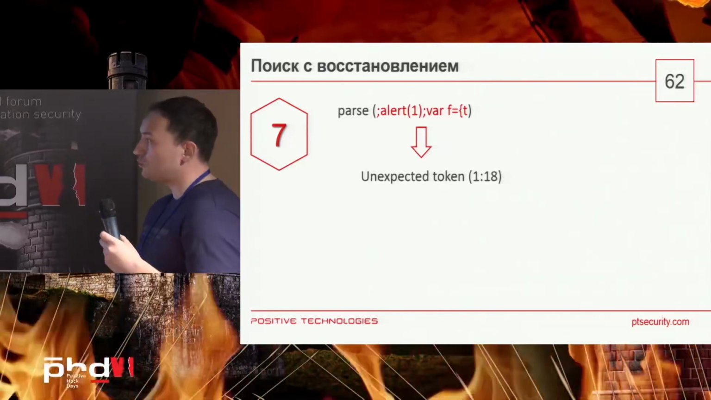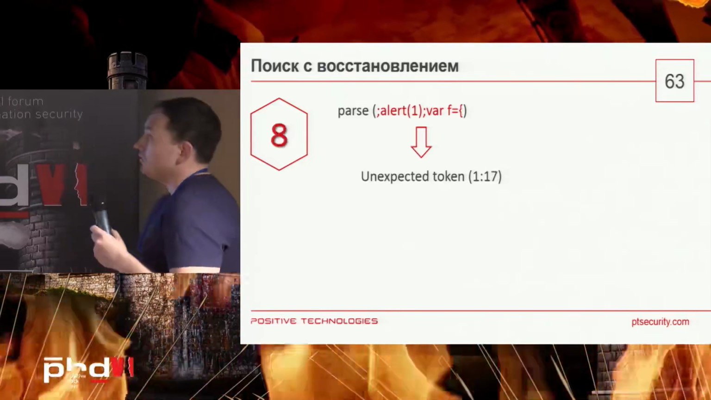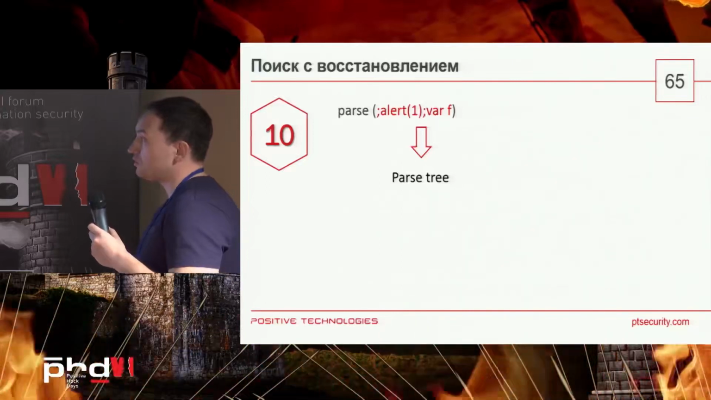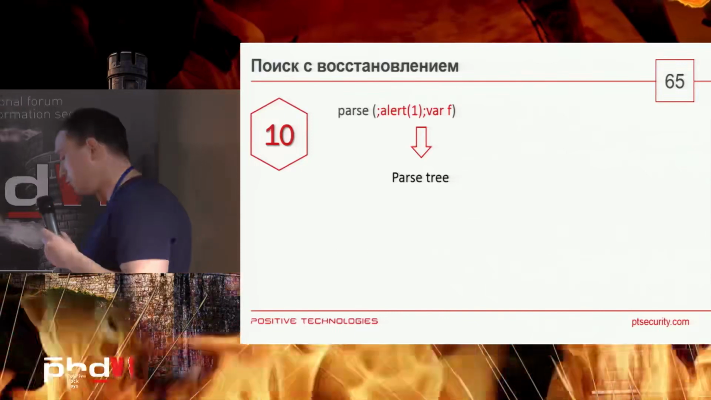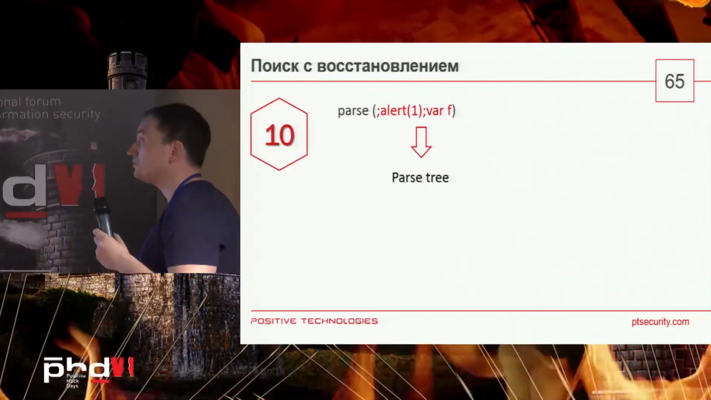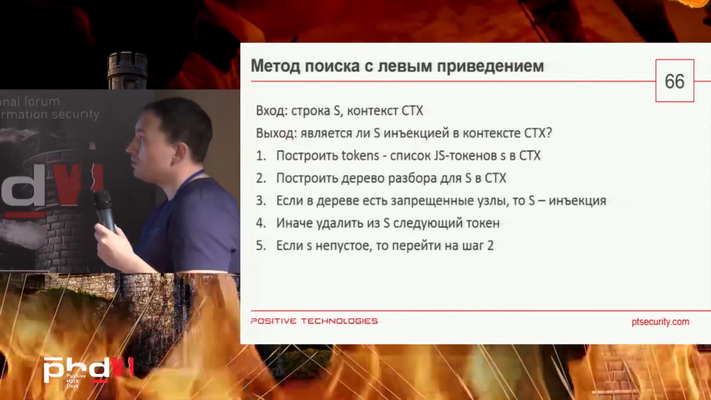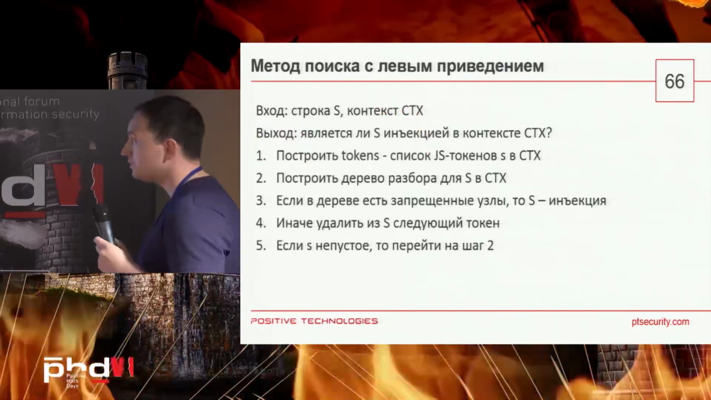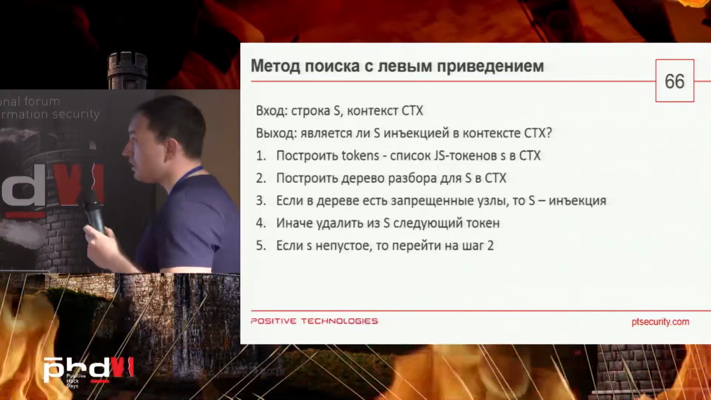Then we start deleting these symbols based on the information that the parser generates for us. As a result, we arrive at this kind of expression where we build the parse tree. If we find a banned node there, it means that we have detected an injection. That's the second option, the method whose idea is the closest to the one that we're using.